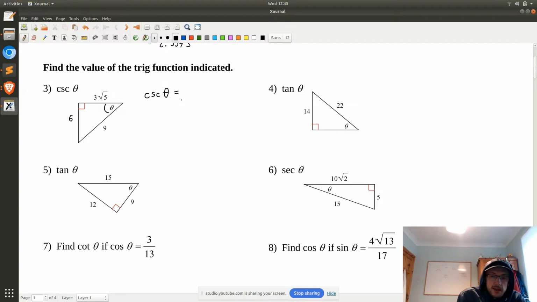So the cosecant of theta, being the sine but flipped, will be hypotenuse over opposite. So it'll be 9 over 6, which is 3 over 2.